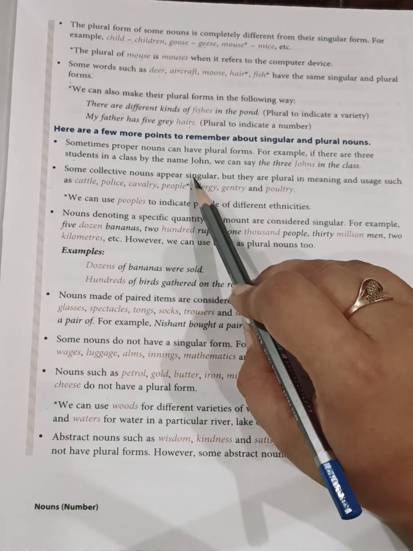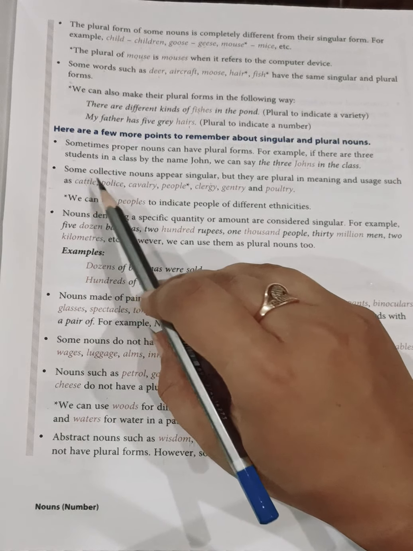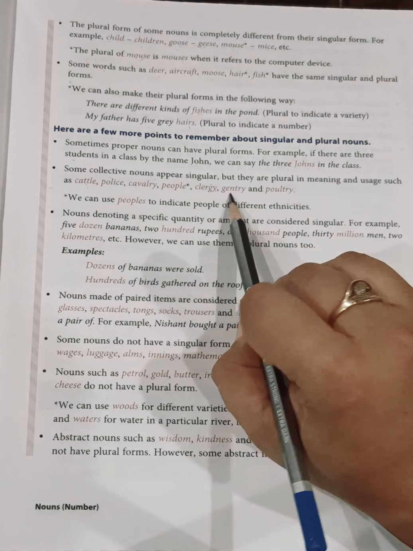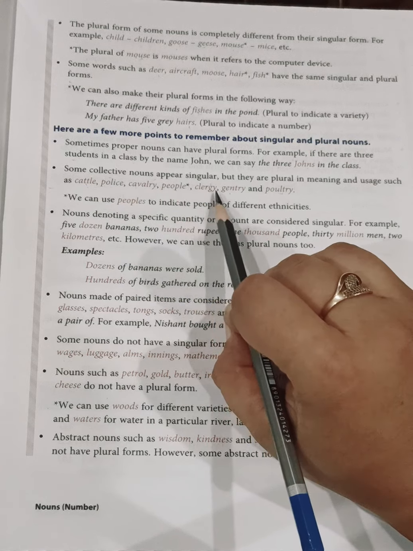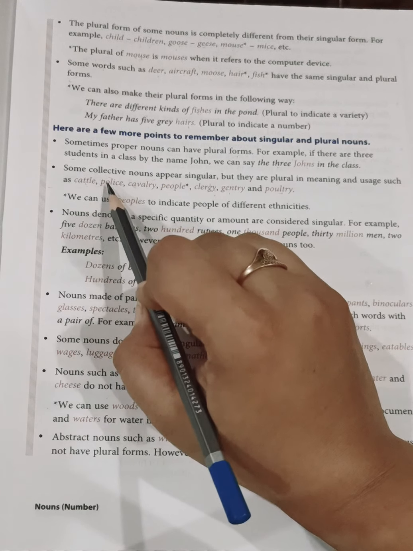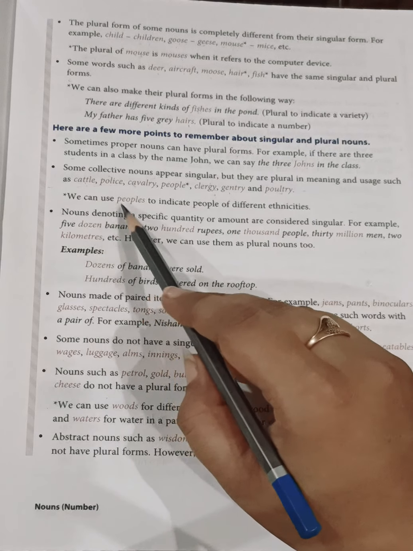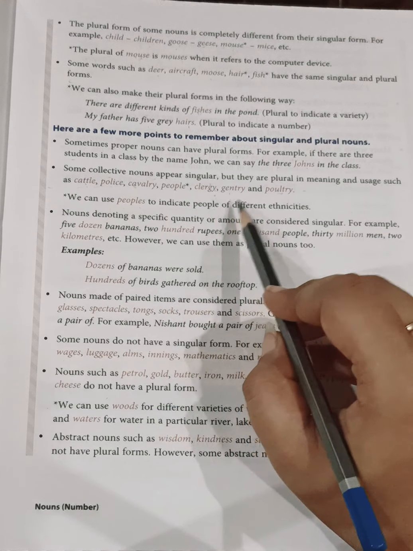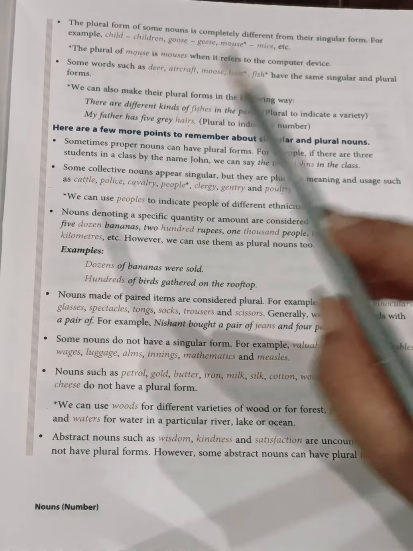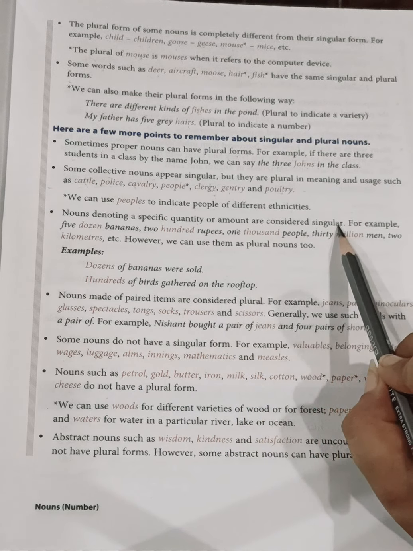Some collective nouns appear singular but they are plural in meaning and usage such as cattle, police, cavalry, people, clergy, gentry and poultry. Now all these are collective nouns. These seem to be singular, but the meaning of these words is plural. We can use peoples to indicate people of different ethnicities. Understood students?